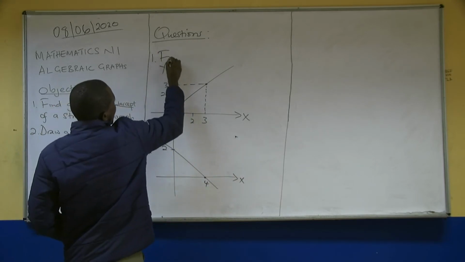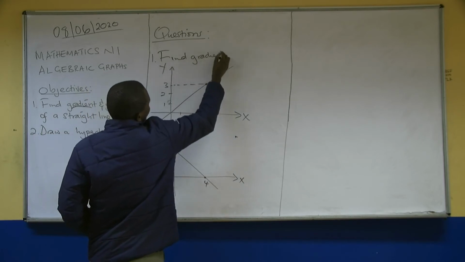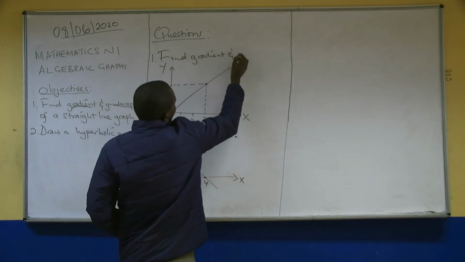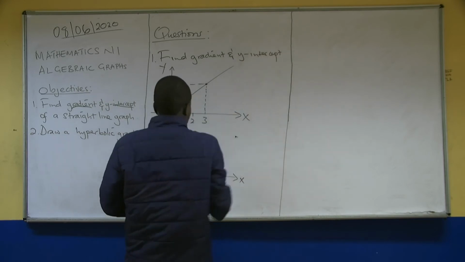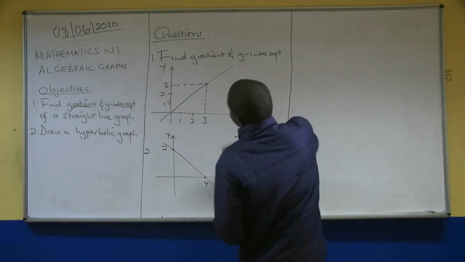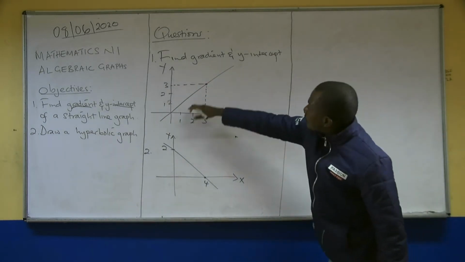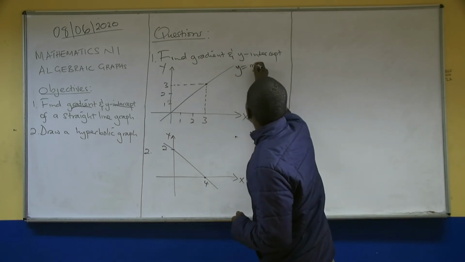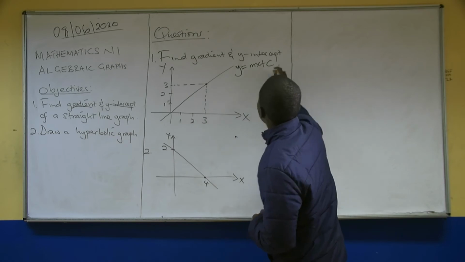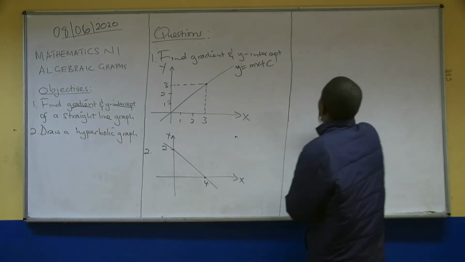So we want to find gradient and y-intercept. Right, now let's look at question 1. This graph has been drawn for us and we know it is always of the form y equal to mx plus c, where the c is the intercept and you want to find that m.